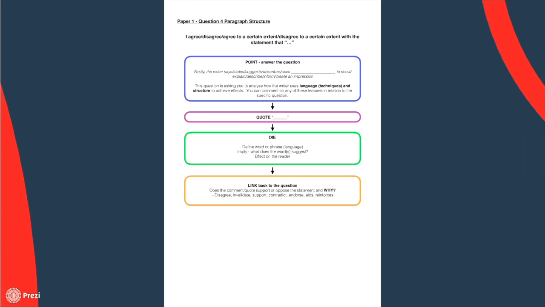Okay, so each paragraph should have your point, quote, define and link. Okay, now it might not flow in that order all the time, and I will show you a sample answer at the end of part 2, which does show that sometimes the link can come in the middle of your paragraph, but each paragraph needs to comprise each section of that paragraph structure.